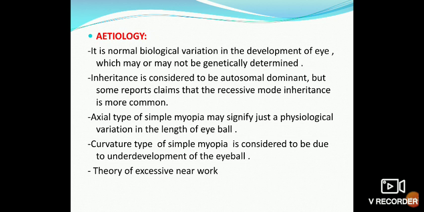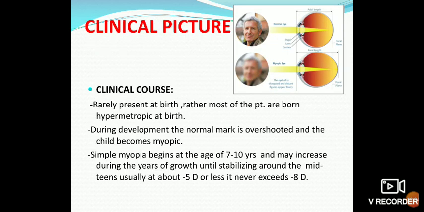Curvature type of simple myopia is less common, and if it is there, it is due to underdevelopment of the eyeball. Another theory responsible for the simple myopia is the theory of excessive near work. Okay, but the clinical picture, as I have told you, the children are born hypermetropic at birth. But during the development, the normal mark is overshot, leading to a developmental myopia.